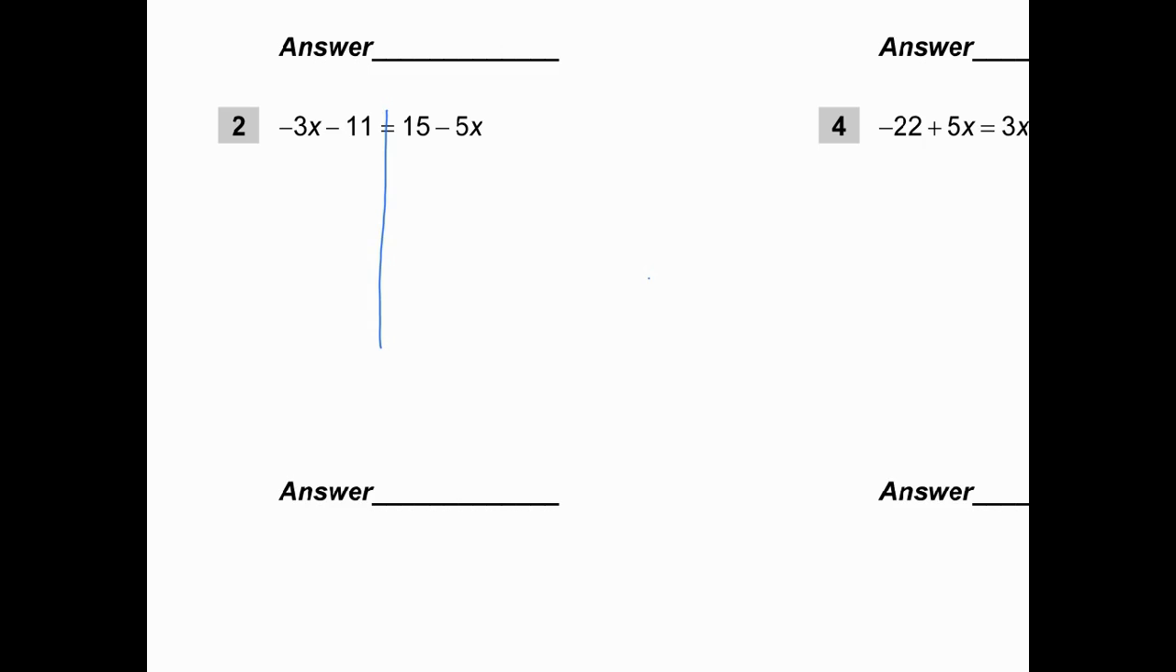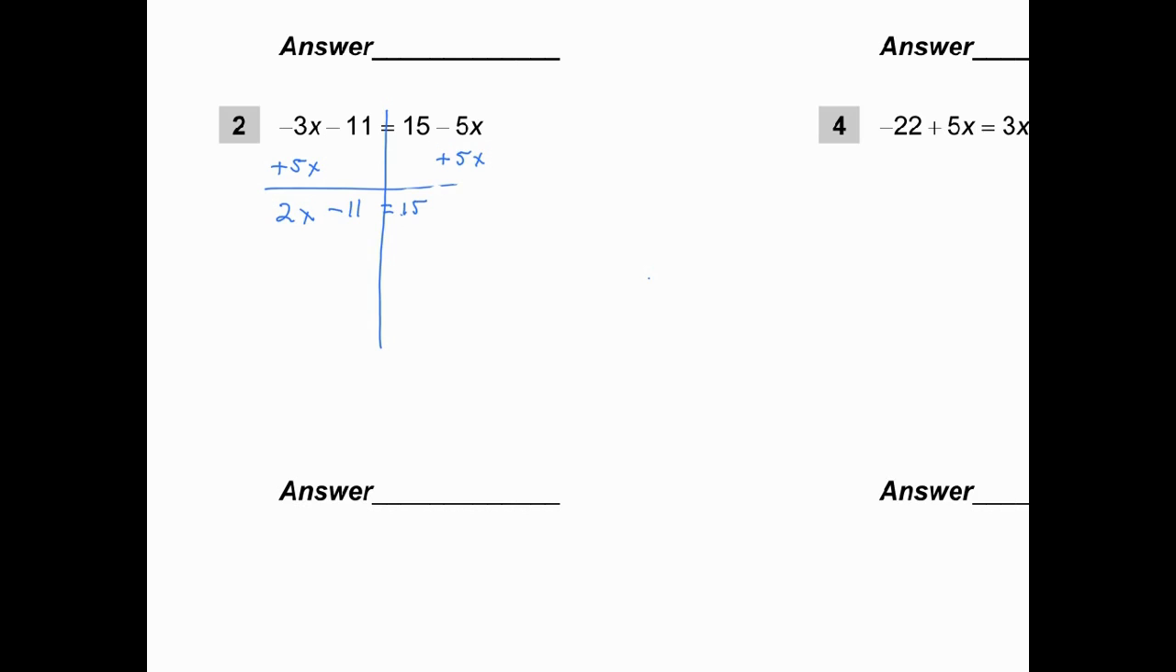So don't write this down yet, but if we were to add 3x to both sides, it looks like we're going to be stuck with still 15 minus 2x there. Let's avoid that. So rather than adding 3x to both sides, a better idea is to add 5x to both sides. The reason why we want to add 5x to both sides is because now on the left side, negative 3x plus 5x is a positive 2x. So we have 2x minus 11 equals 15.